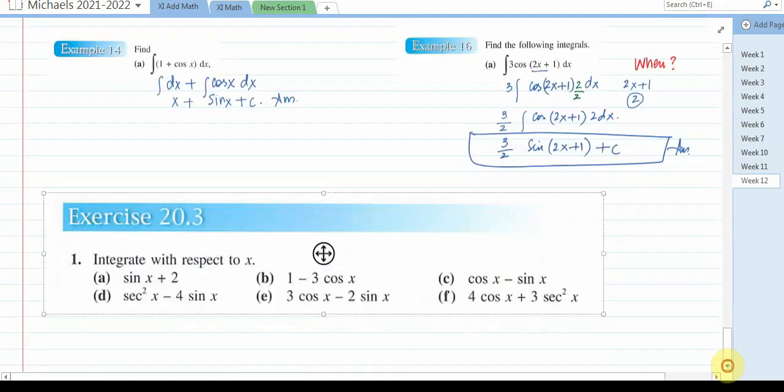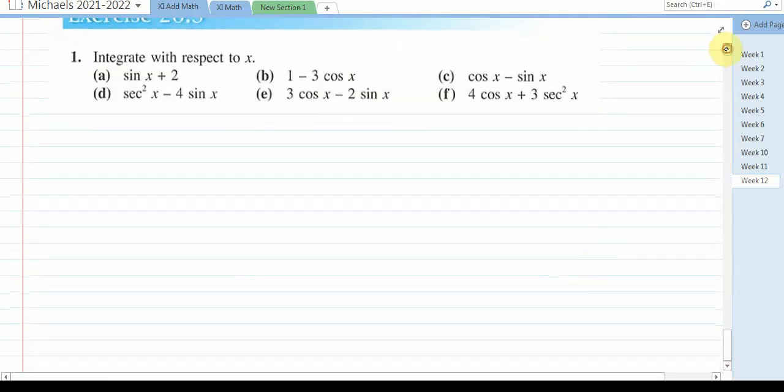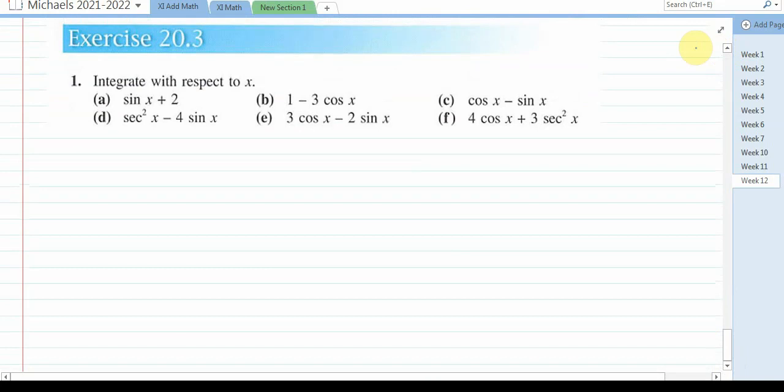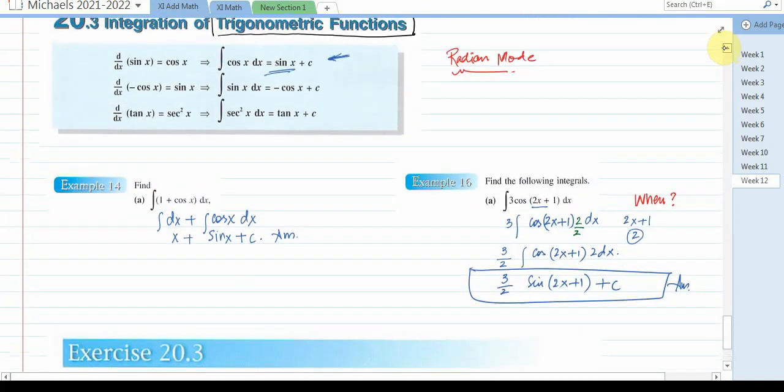It's exercise 20.3 and it's question number 1. Integrate with respect to x. That means we are going to integrate all of the functions, and we are going to start from part b. Part b says 1 minus 3 cos x. First of all, write down these three working formulas so you can easily attempt all the questions, and you have a time of 40 seconds to note it down. So start.